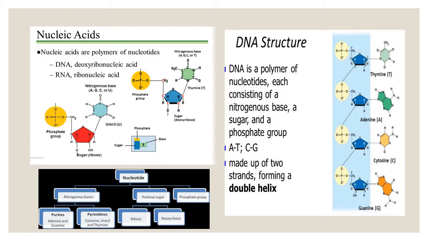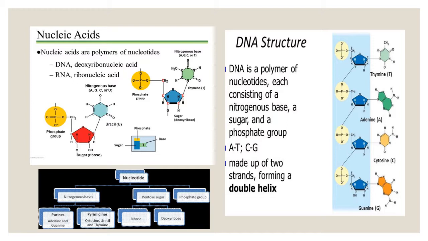You can simply see the structure of the nucleic acid, the DNA, deoxyribonucleic acid, and the ribonucleic acid. You can just go through it as it is important. So a nucleotide consists of a nitrogenous base, pentose sugar, and phosphate group. Nitrogenous base consists of purine and pyrimidine. Pentose sugar can be either ribose or deoxyribose. If ribose sugar, then ribonucleic acid. If deoxyribose sugar, then deoxyribonucleic acid, with a phosphate group present.